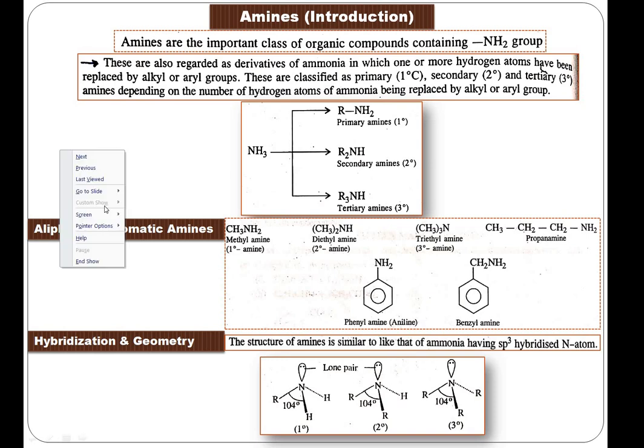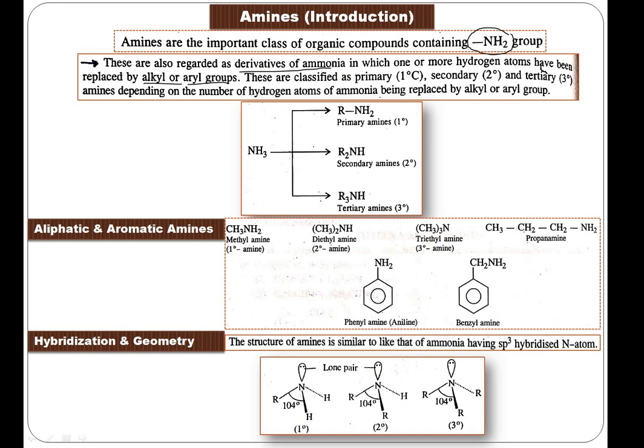सबसे पहले we'll begin with the amines introduction. Amines are basically organic compounds containing NH2 group. So those compounds which contain NH2 group, इनको हम कहते हैं organic chemistry में, they're called amines. Now they are also regarded as the derivatives of ammonia. So they are basically the compounds derived from ammonia in which one or more hydrogen atoms have been replaced by alkyl or aryl groups. यानी अमोनिया में जो ये हाइड्रोजन एटम्स हैं, you replace them one or two, replace them by alkyl group or replace them by aryl group, so you get amines.